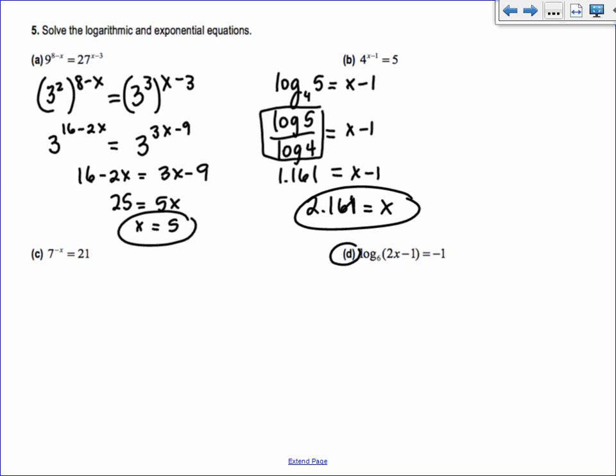All right, what about something like D? 6 to the negative 1 equals 2x minus 1. Do you guys see how you switch forms? And you continue to solve.